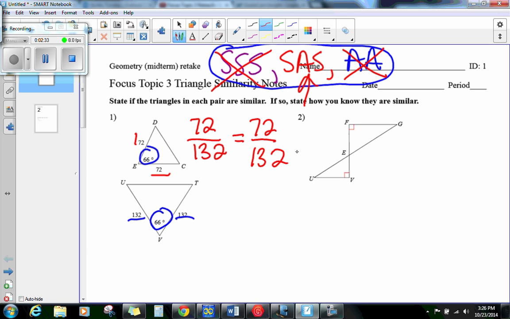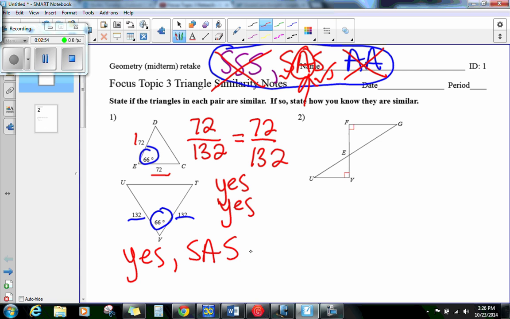Well, we don't even have to simplify these. Are these fractions the same? Yes, they are the same. So that marks off for one side. That marks off for the other side. They are proportional. And now angle. Do we have one pair of angles that are equal? Yes, we do. So you would say, yes, these are similar because of side, angle, side. Simple. Good.